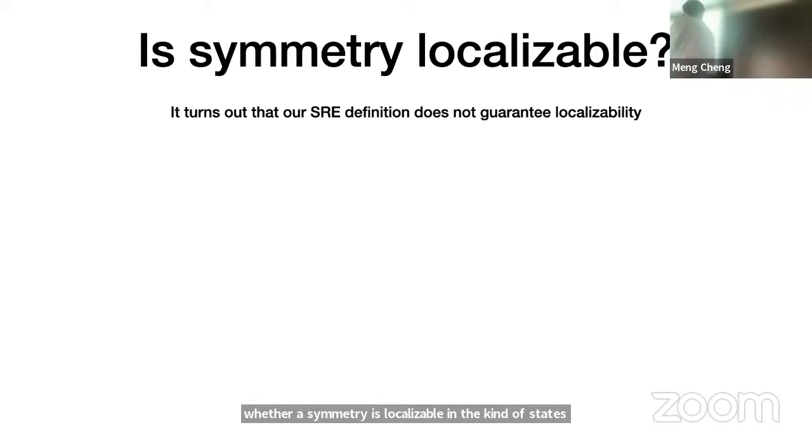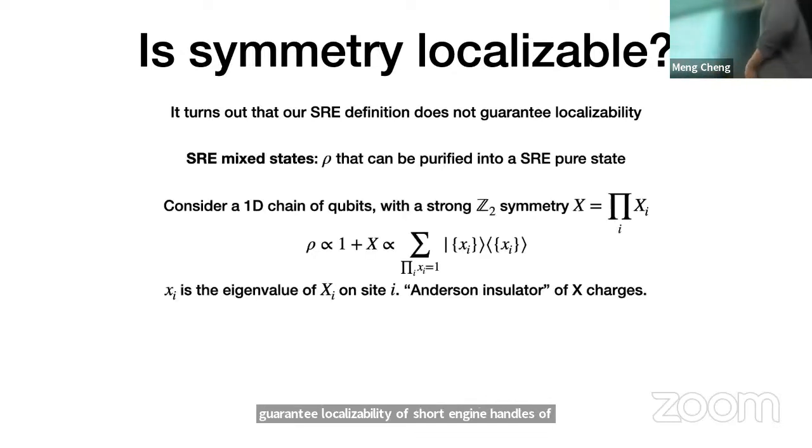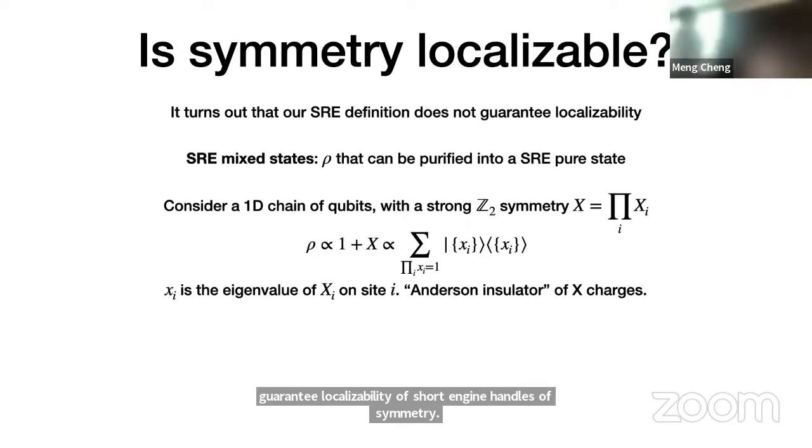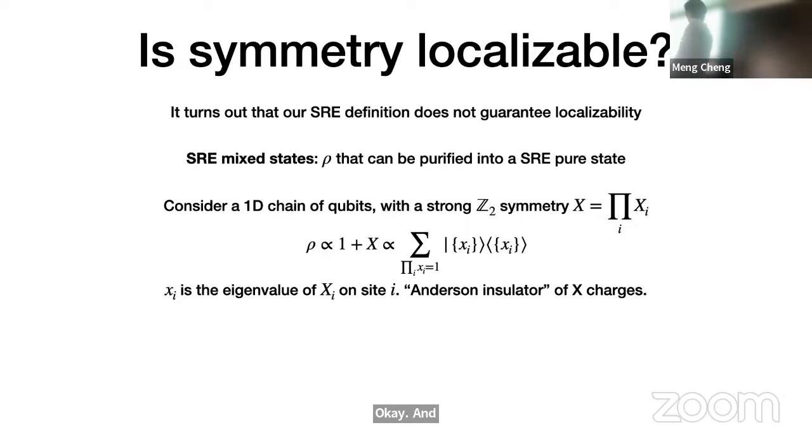Okay, it turns out that this definition does not quite guarantee localizability of short-range entangled symmetry. Okay? And just to remind you, the definition is that the mixed state can be purified into a short-range entangled pure state. Okay?